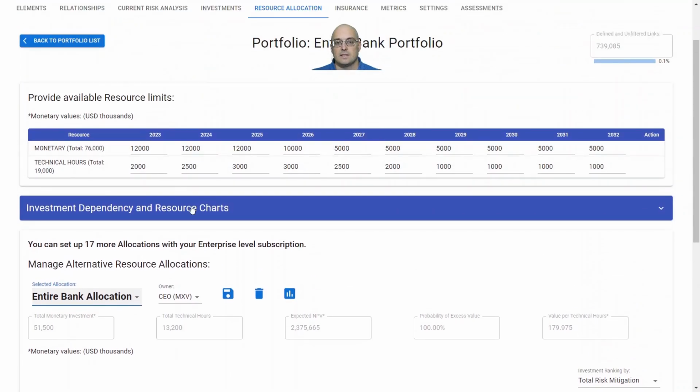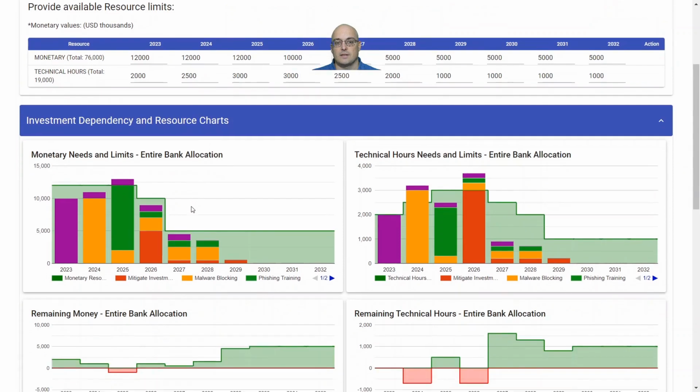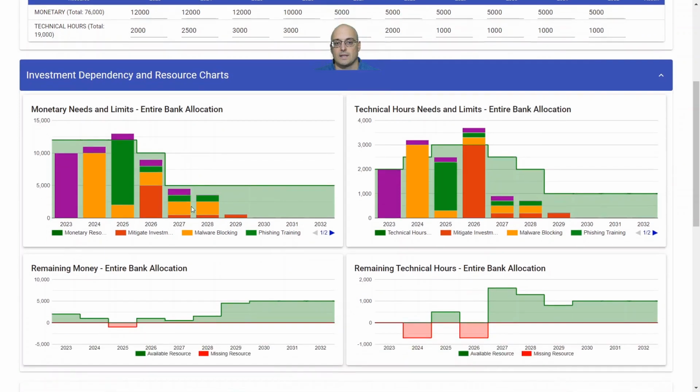And with these years, you can see from a resource allocation perspective that there are some years with not enough monetary resources to execute and maintain the planned investments. In some other years, there is some excess funding available. So this is an opportunity for the decision makers to reallocate resources between various years or across years to make sure that everything can be funded.